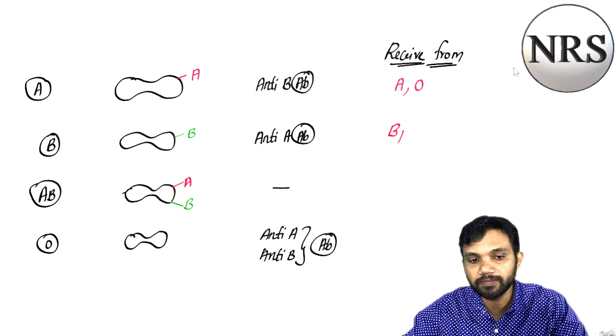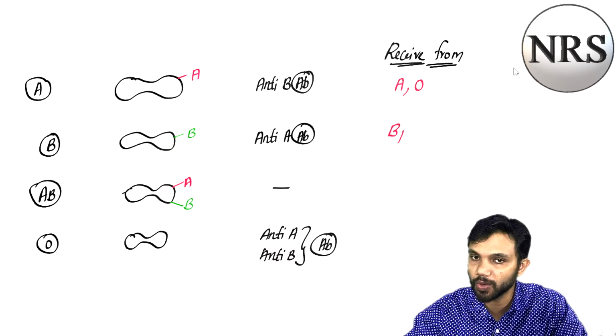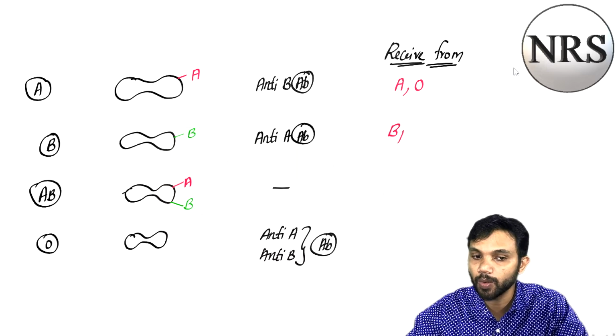B can receive from B. Can he receive from A? No. Can he receive from AB? No. Can he receive from O? Yes, he can.